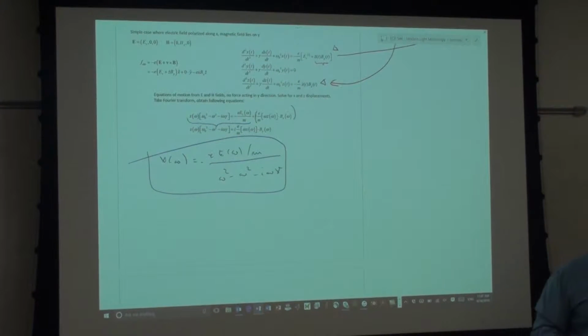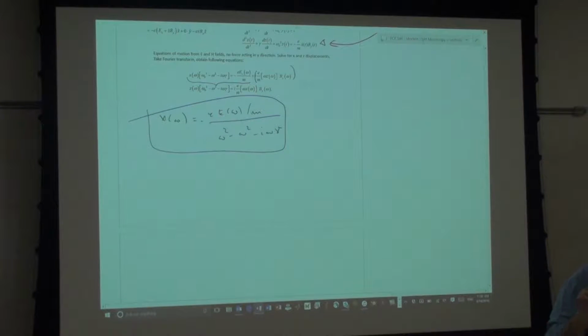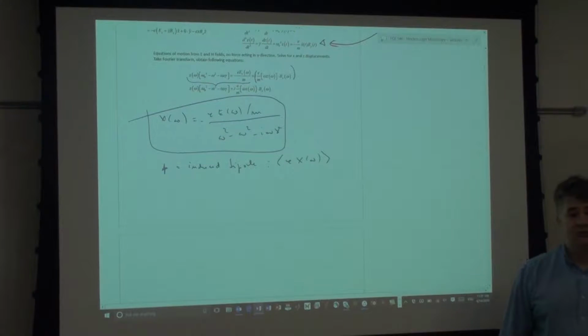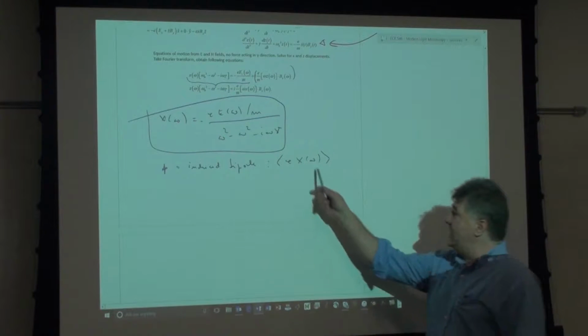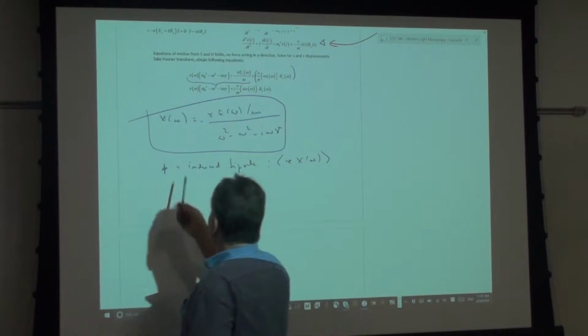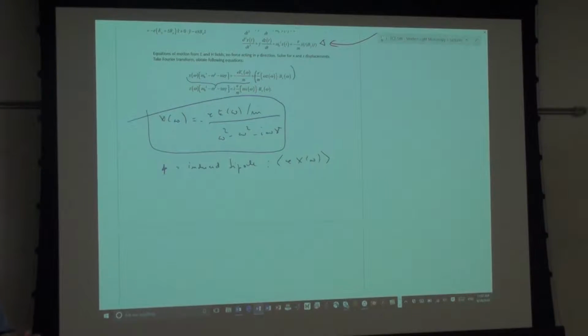We calculate the P exactly. There are 2 P's actually. There is a small p, which is the induced dipole. And this is simply, basically, the charge times the displacement, and you average that. This is the definition. It's just the dipole is the charge times the displacement.